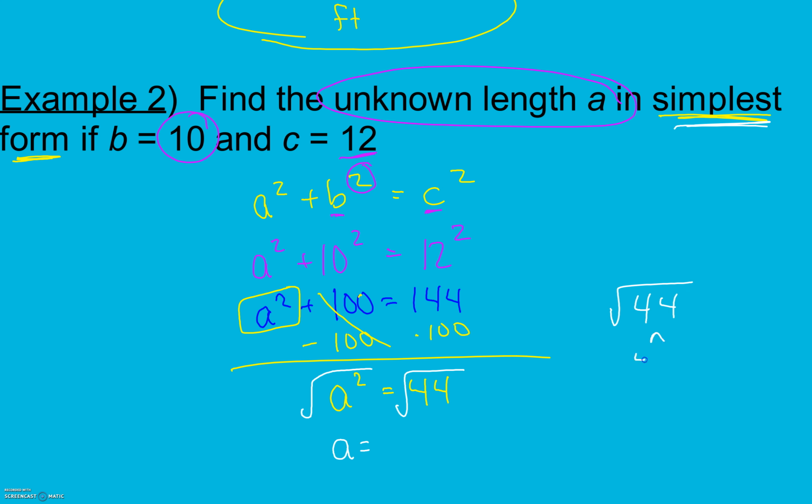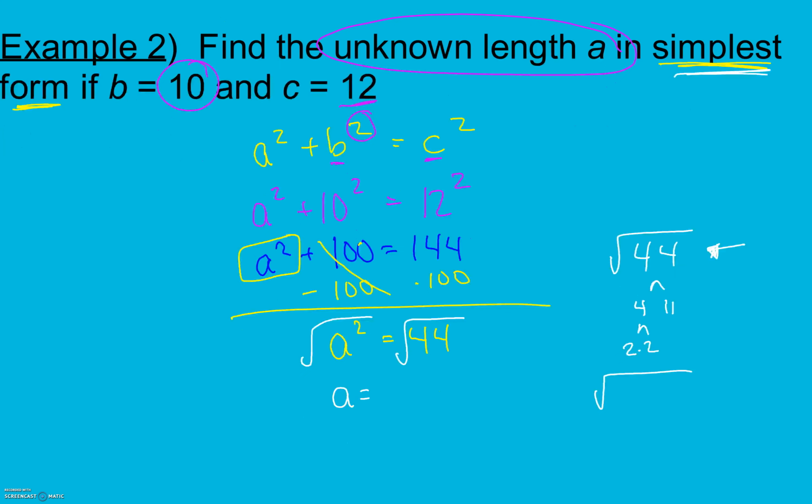So I'm going to make a factor tree here. 4 times 11 and 2 times 2. So I'm going to rewrite the square root of 44 as the square root of 2 times 2 times 11. Now, I look for any groups, any pairs. Here I have a pair of 2's, so I can take that out as a 2.